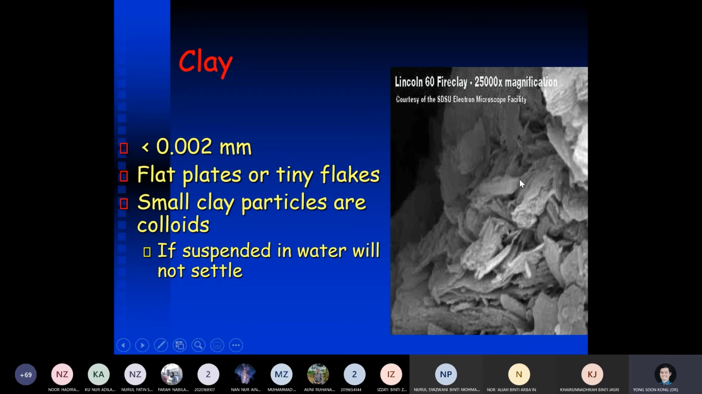As you can see right here, this is a scanning electron microscope. This microscope operates using electrons, and you can see the very small clay particles are actually flakes. You see pieces and pieces of small layers of clay particles. So this is what it looks like.